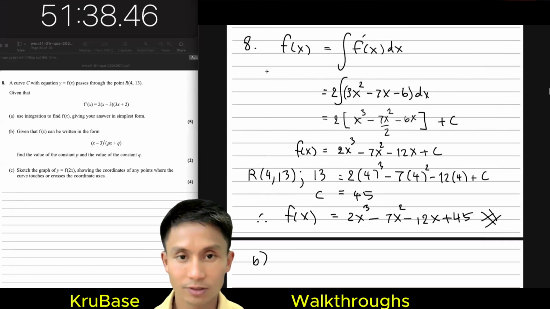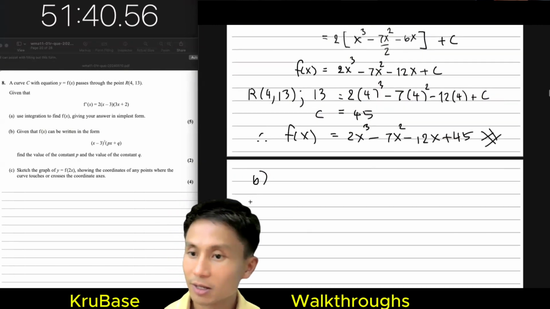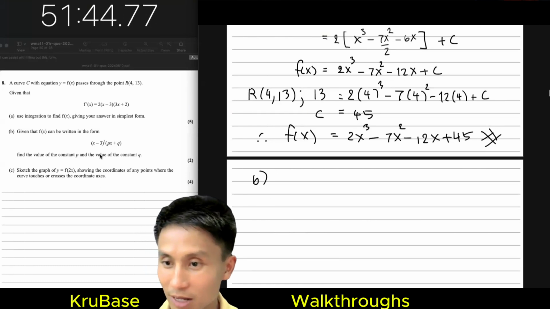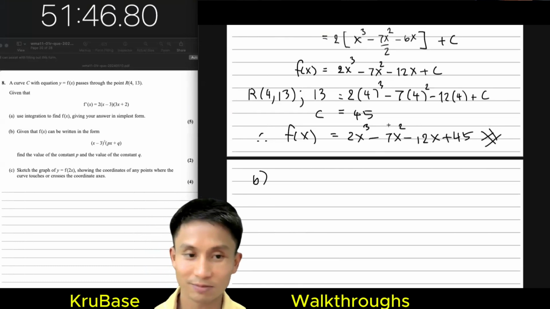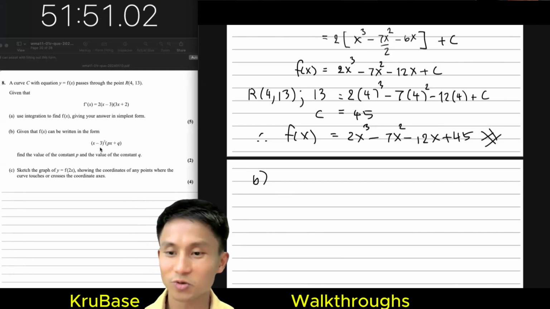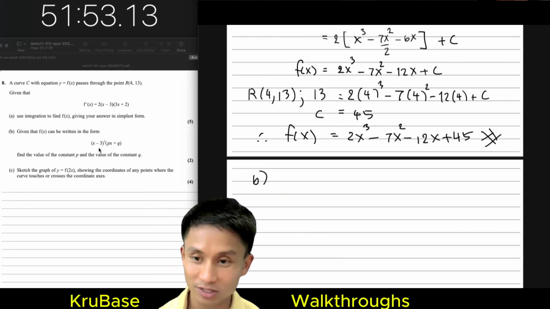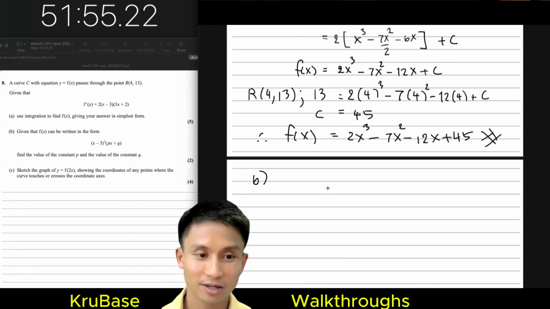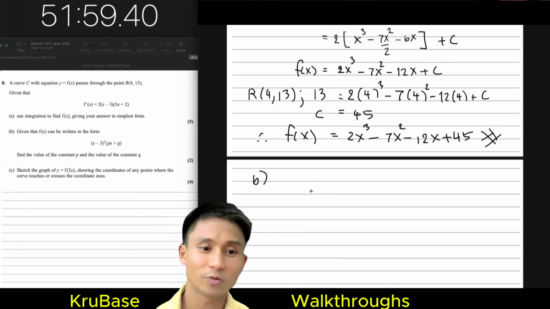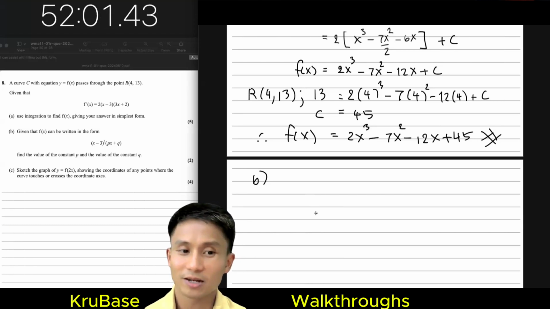Part b. Well, this is a, right? Yeah. Given that f(x) can be written in the form blah, blah, blah. Okay, so it seems like we need to factorize, but there is a big hint. So you already have a quadratic factor here, x minus 3 squared. So probably we need to do, or we don't. Actually, we don't, right?